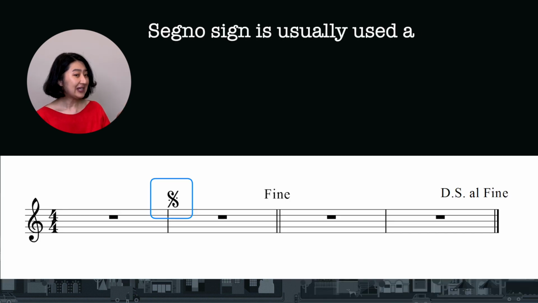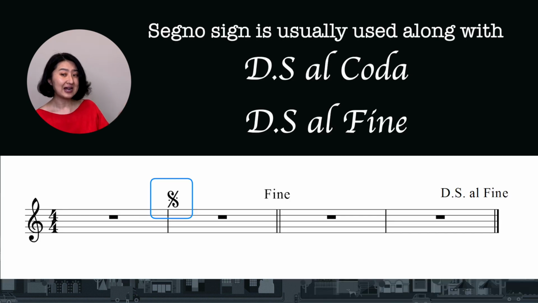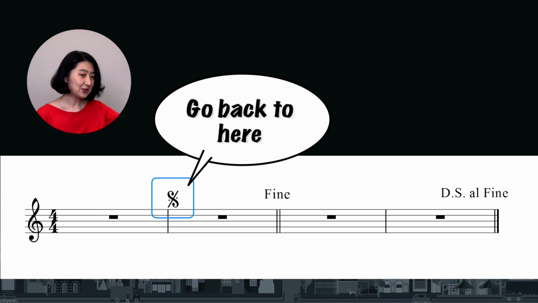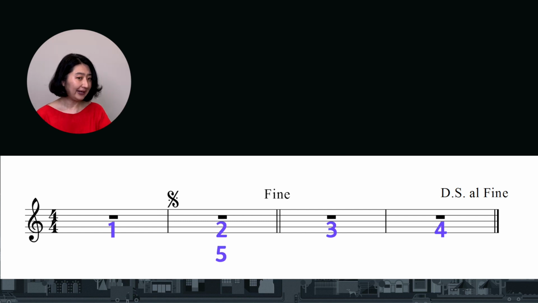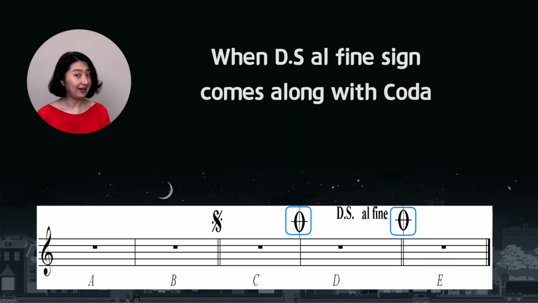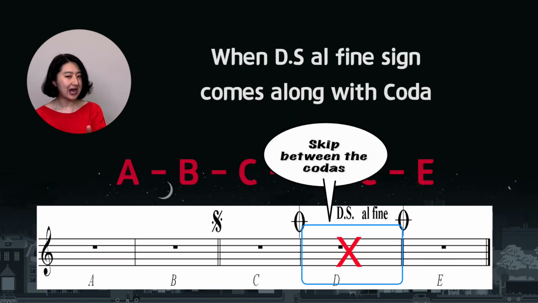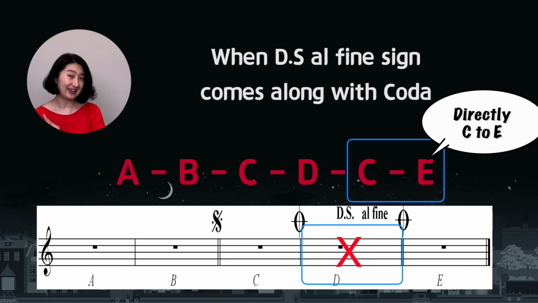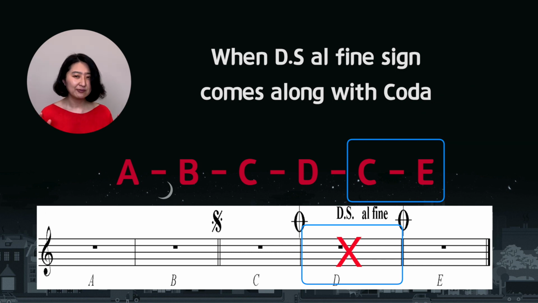So the segno sign is usually used along with the D.S. or coda, which means if we see a D.S., you will go back to the segno sign and play it until you see the double bar line. Then that's the end of the music. Otherwise, if there is a coda sign, then you will jump over this whole part and go to the next coda. Where is it here? Yes. Do you get it? So this sign is kind of confusing.